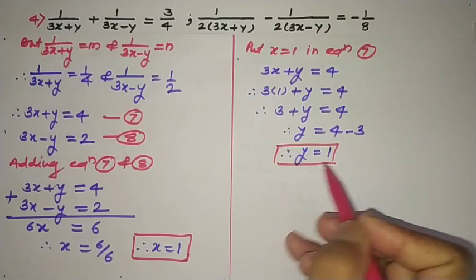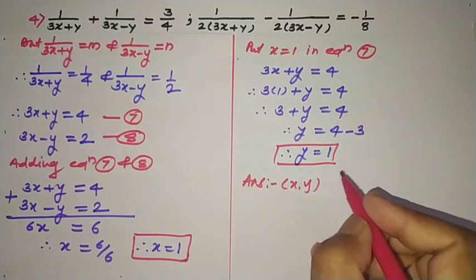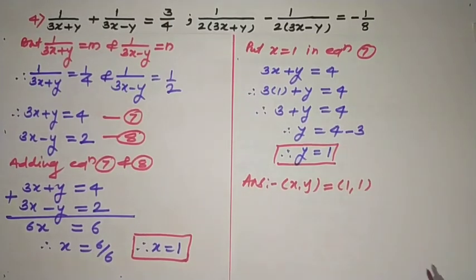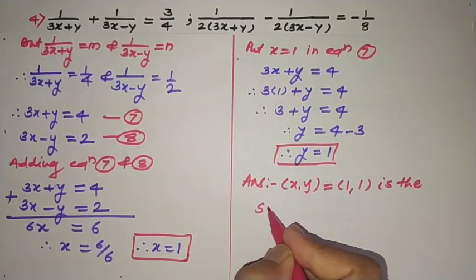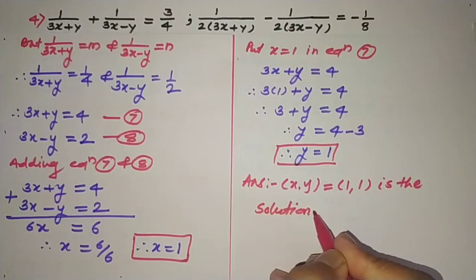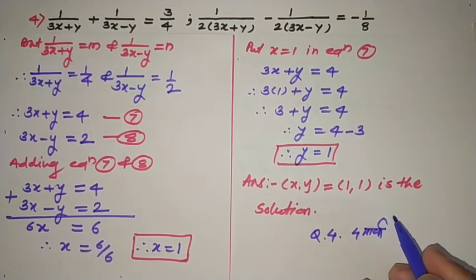And here the answer is x, y. Value of x is equal to 1 and value of y is equal to 1 is the solution of this equation. This type of question is asked in your question paper for 4 marks. In question number 4, विद्यार्थी मित्रांनो या प्रकारचे प्रश्न आहेत सराव संच 1.4 मधील. या प्रकारचे प्रश्न परीक्षेत 4 गुणासाठी आपल्याला विचारले जाऊ शकतात.